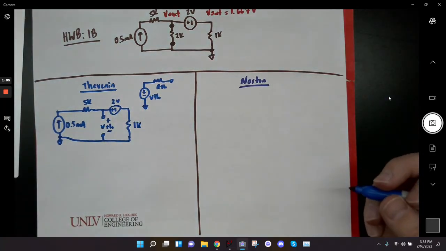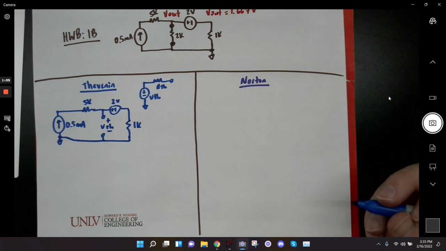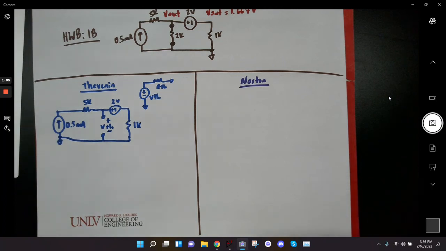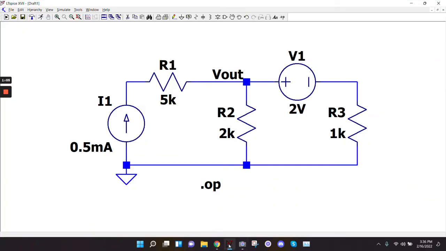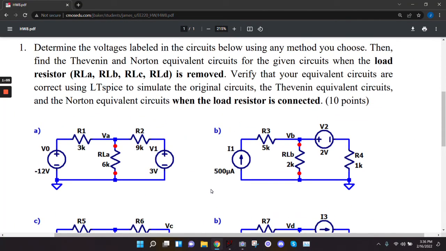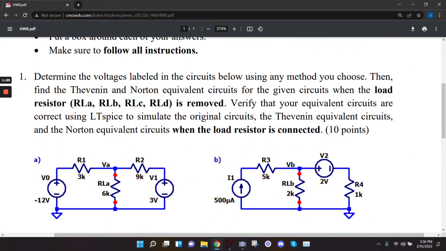Yes? The question says to do it with the load connected, you're supposed to take it out. Did I really say that? If I said that, it was probably a mistake. No. Find the Thevenin Norton equivalence for the given circuits when the load resistor is removed. Oh, okay. And then it says verify that your equivalents are correct by simulating the original, the Thevenin, and the Norton when the load resistor is connected.